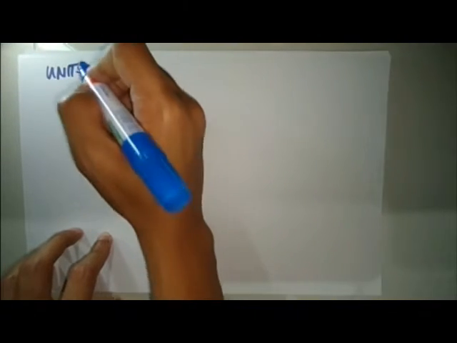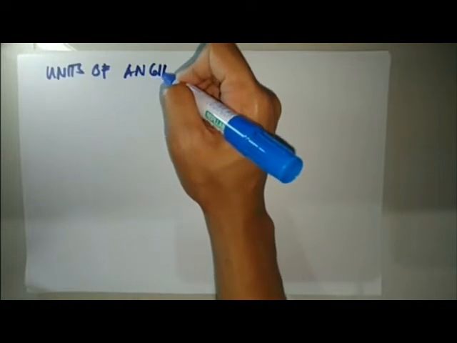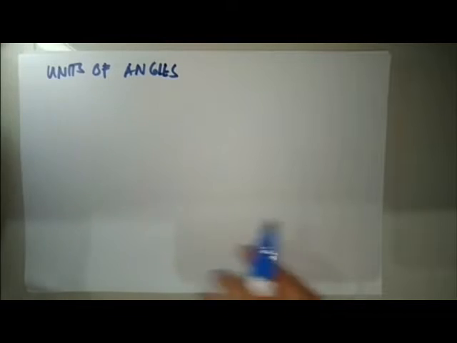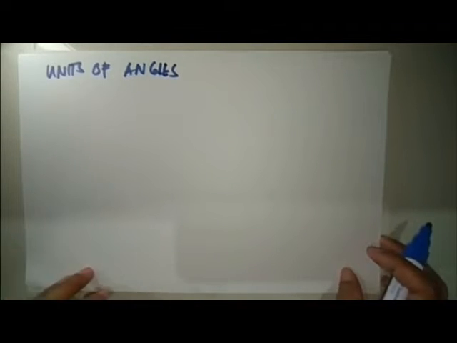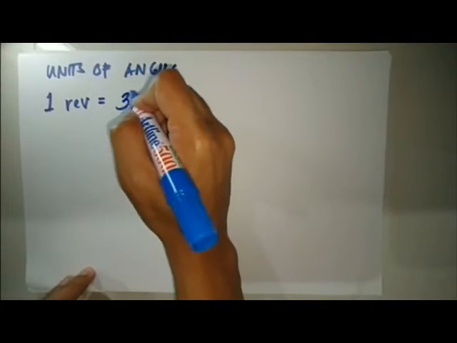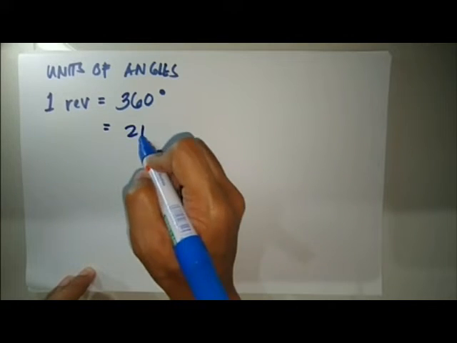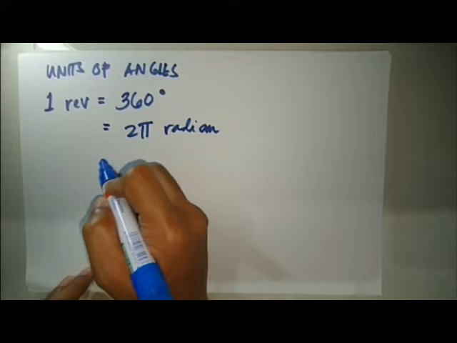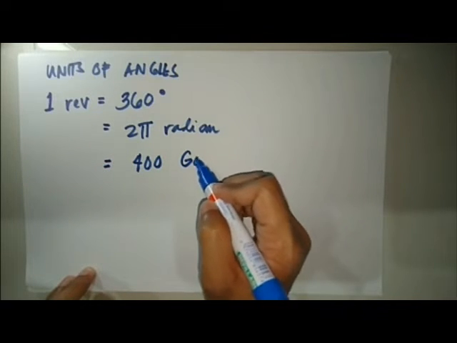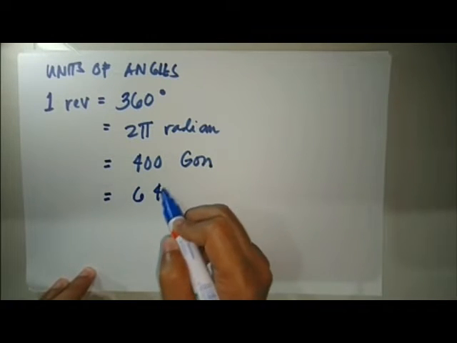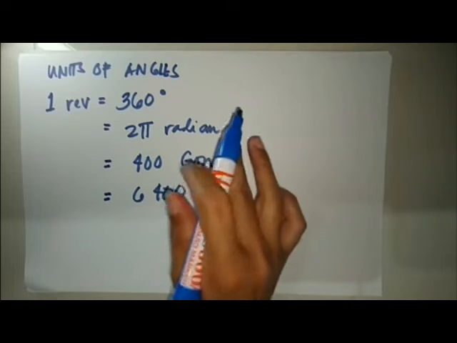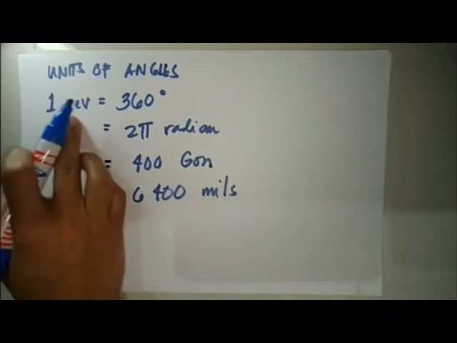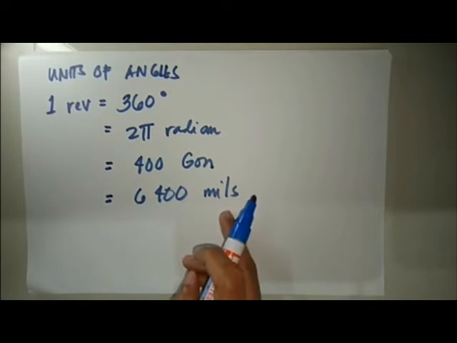Units of angles. The two we commonly use are degrees and radians. But we have four measurements of angle. On the basis of one revolution, you have 360 degrees. That is equivalent to 2 pi in radians, 400 in gon, and 6,400 in mils. Basically, the ones we commonly use are degrees and radians. So 360 degrees is one revolution, which is 2 pi radians, 400 gon, and 6,400 mils.